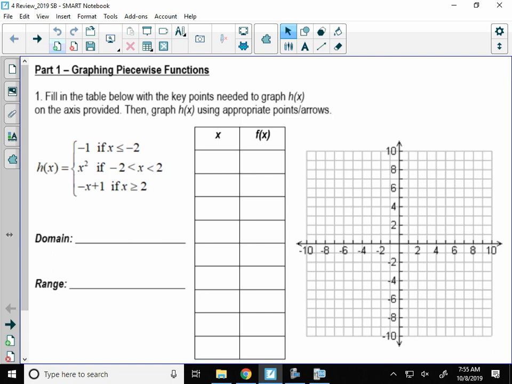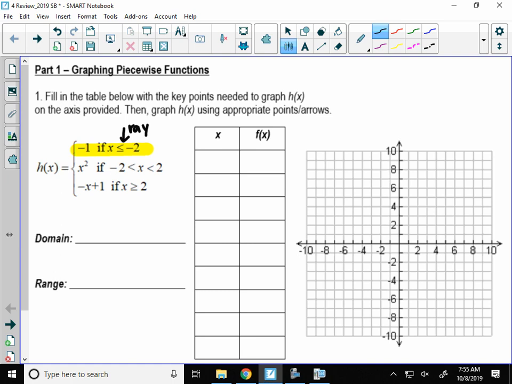We'll start here with -1. That's the first equation that we're gonna look at. All right, and for -1, that's a constant function, and that is a ray. I can tell it's a ray because there's one number in the domain. Because it's a ray, I'm only going to need to plot that one endpoint.